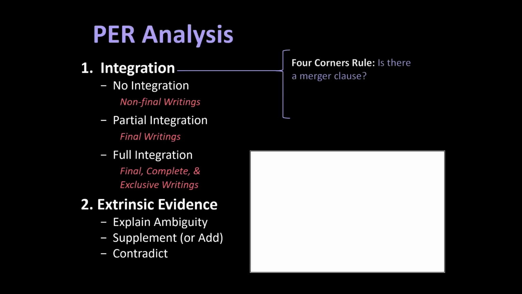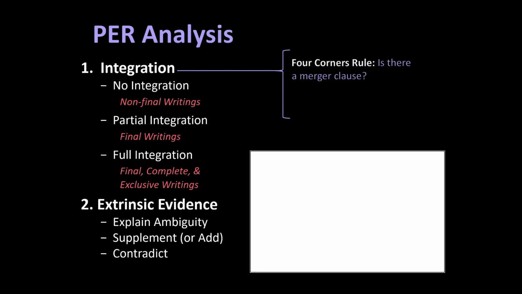Under the Four Corners Rule, courts look only to the writing itself. The court confines itself to the four corners of the written page or document to determine whether the document represents a partial integration or a full integration. Importantly, under this rule, the court does not consider the parole evidence itself. Instead, the court asks, does the writing on its face appear to be a total integration, a final, complete, and exclusive expression of the parties' agreement?